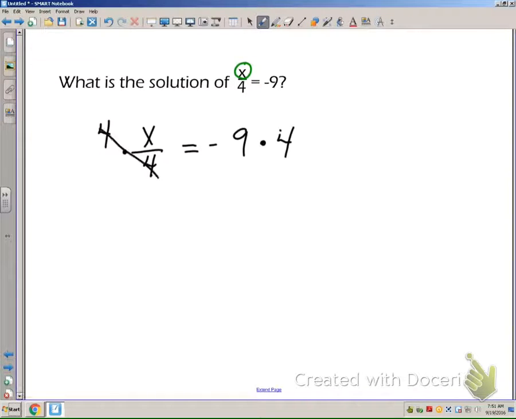So 4 over 4 is 1. 1 times x is x. And negative 9 times 4 is negative 36. We can plug it back in and check. Is negative 36 divided by 4 equal to negative 9? Yes, it is.